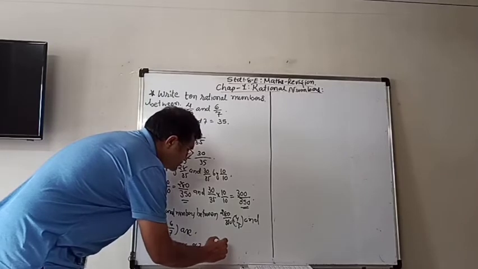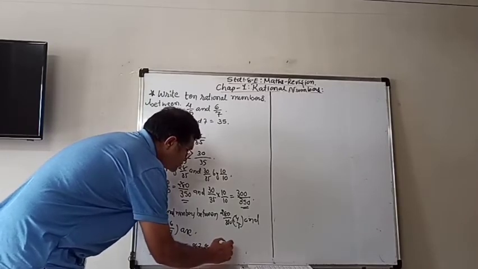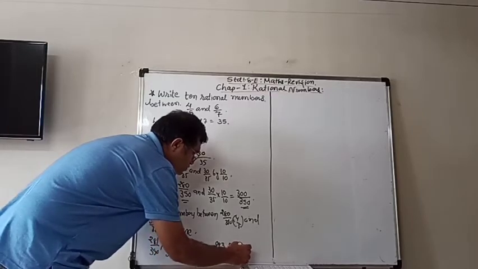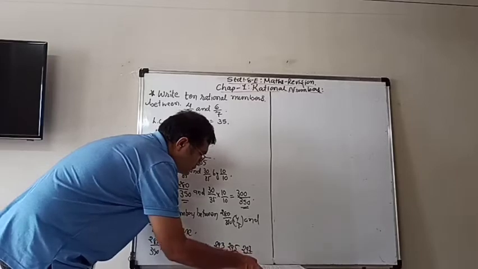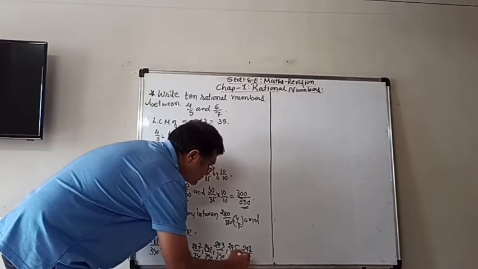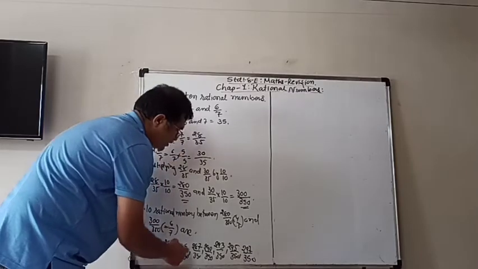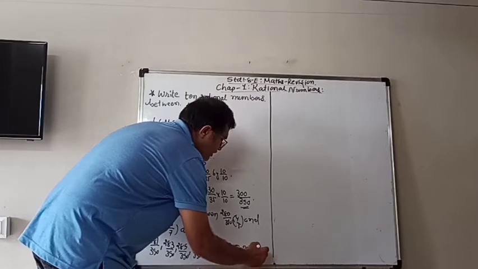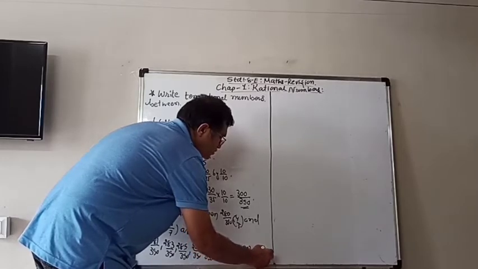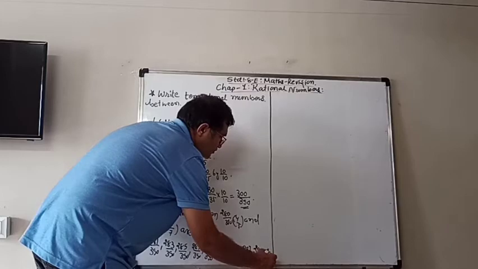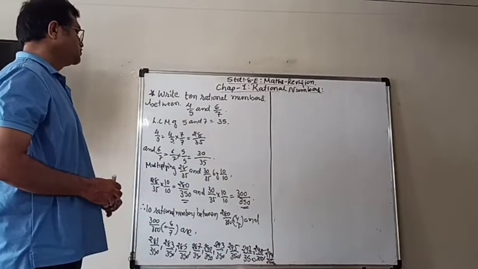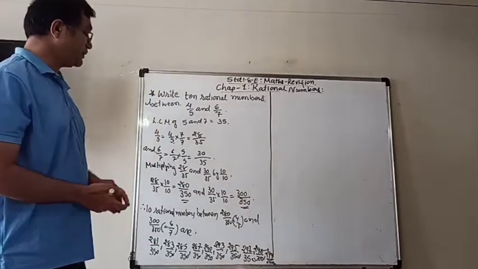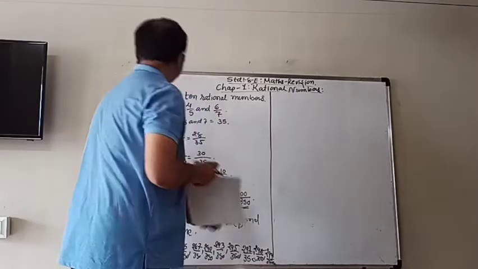293 upon 350, 295 upon 350, 297 upon 350. Two more: 298 upon 350 and 299 upon 350. So here we get a big range. So you can write down any 10 numbers between those two numbers.